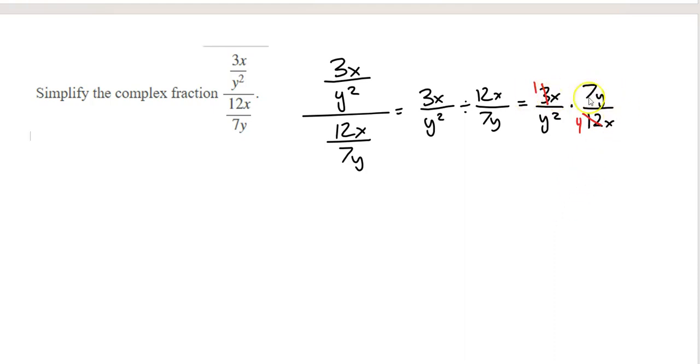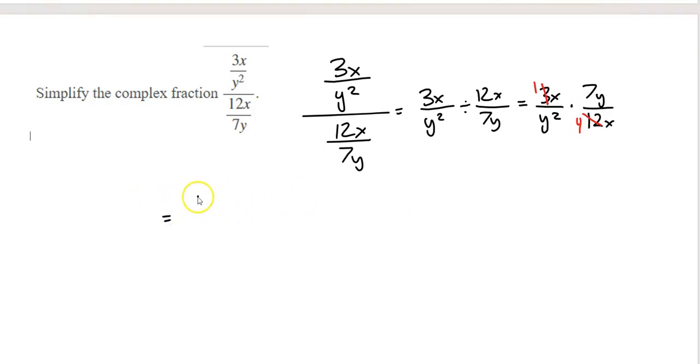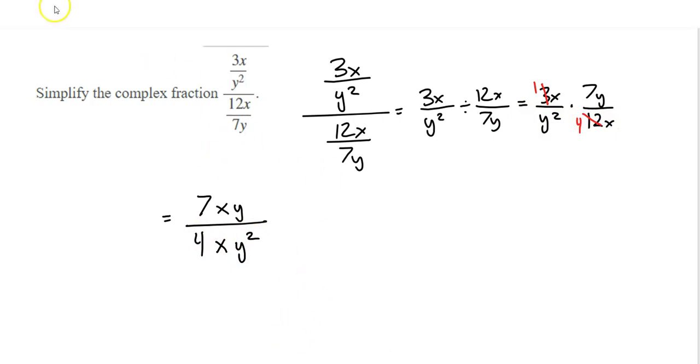Now what you can do is multiply straight across to make this thing a little bit easier to look at. Or you can go ahead and do your reducing now, if you're comfortable with it. Okay, notice here, at the very top, I'm going to end up having 7xy all over, well, I've got this y squared, I've got a 4, and I've got an x, so I've got 4xy squared.